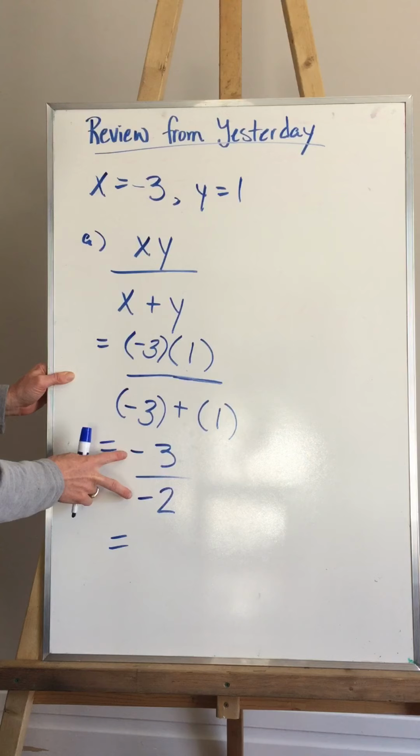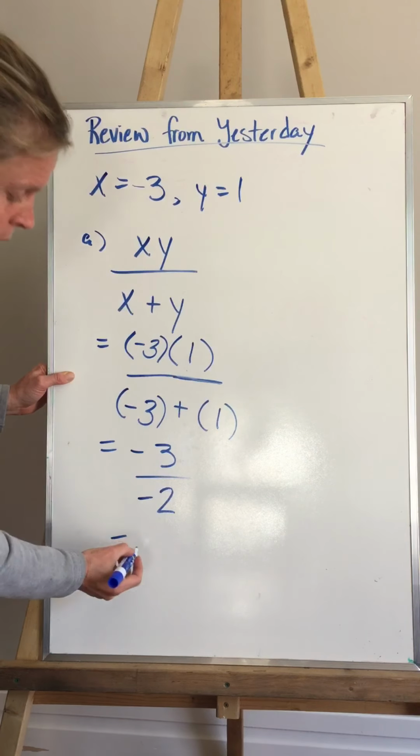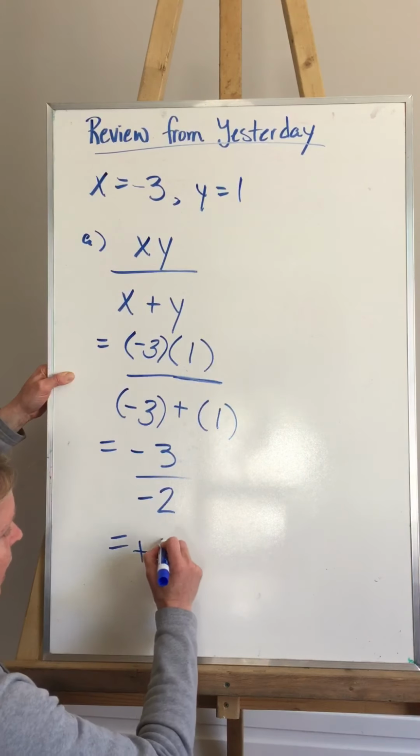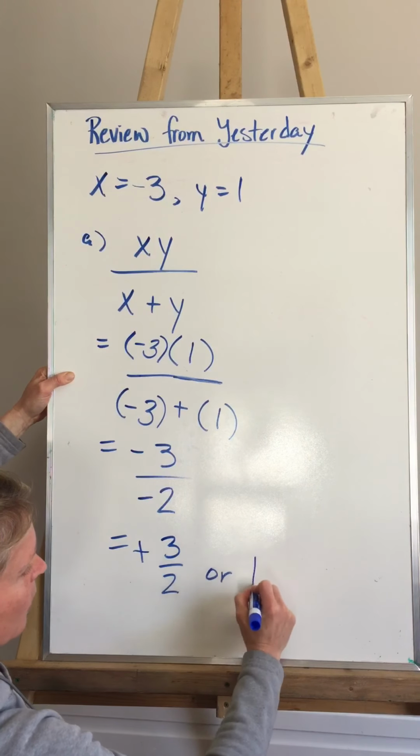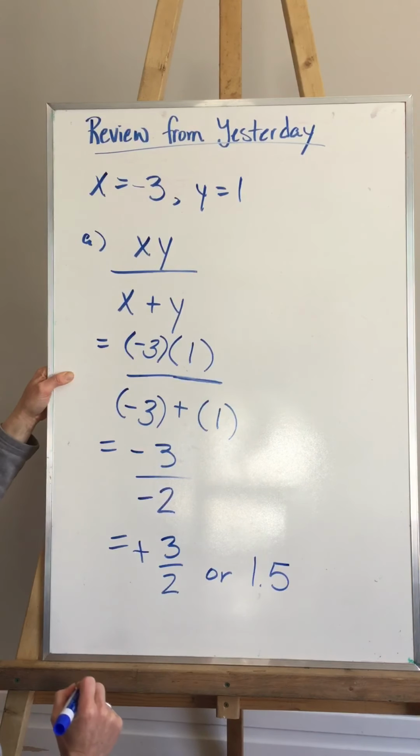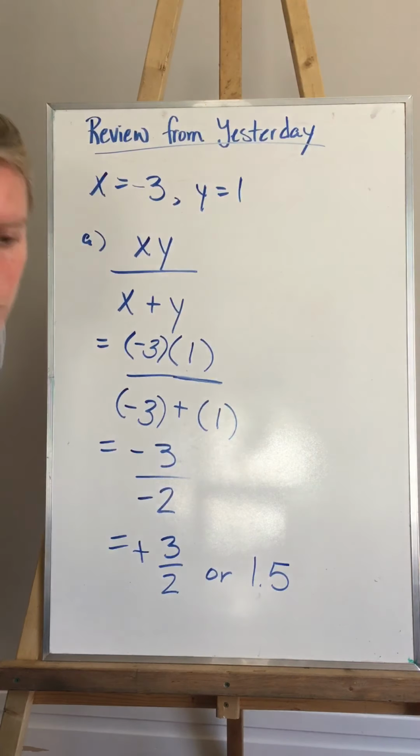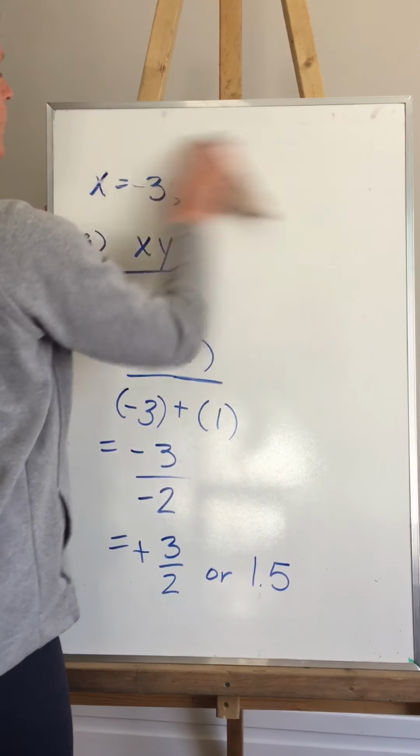Okay, so we know a negative divided by a negative is going to give us a positive answer. So you can write that. And 3 divided by 2. You could either leave that as a fraction, okay, or you could write 1.5. Okay, 1.5. Okay, so just a quick review from yesterday. We're going to get into now today's work.